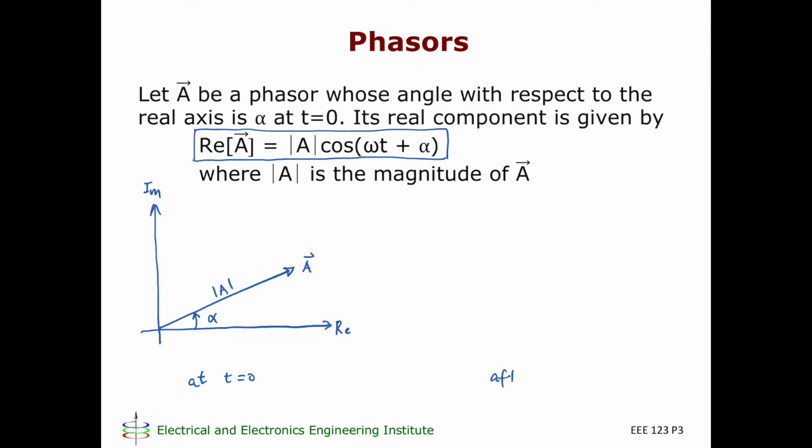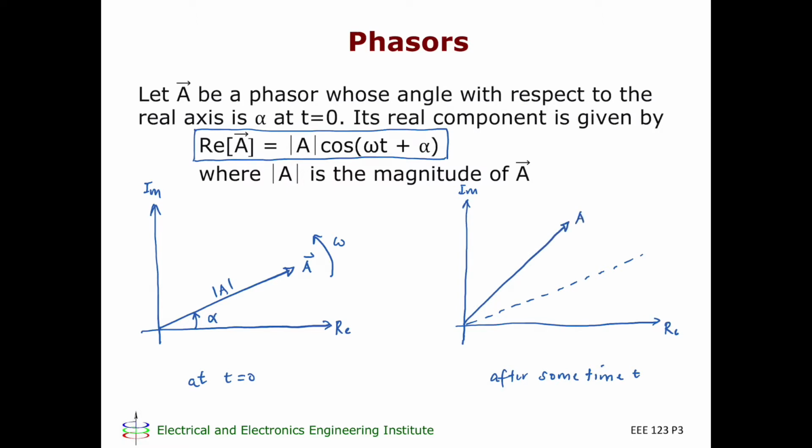After some time t, because this is rotating in the counterclockwise direction at an angular frequency of omega, the position of the phasor is going to change. So let's show that. Let's say originally it was in this position. Now, after some time t, it will be in this position. So originally it was at an angle alpha. Now it will be at an angle omega t plus alpha.